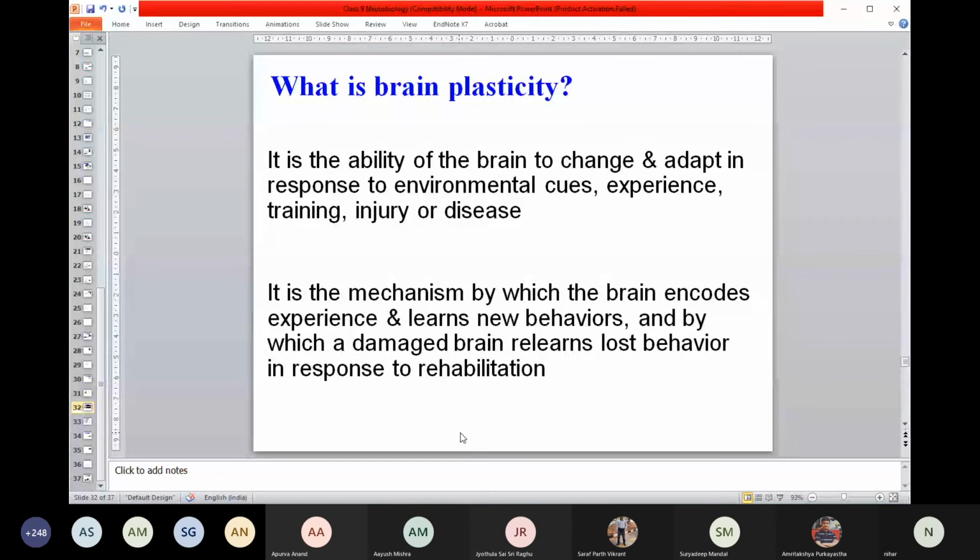I just have two more slides, a continuation of my earlier talk about plasticity. By now you know what brain plasticity is. I explained it, but I'm repeating it. The plasticity of our brain can be defined as the ability of our brain to change and adapt in response to environmental cues, experience, training, and so on. Because of the continuous change of the dendritic spines present in the neurons, our brain is plastic. I hope there is no doubt about it.